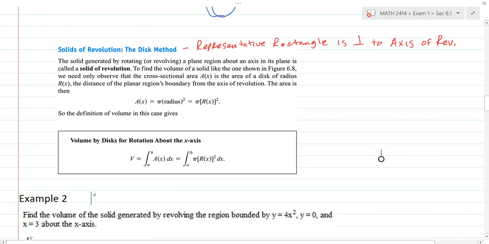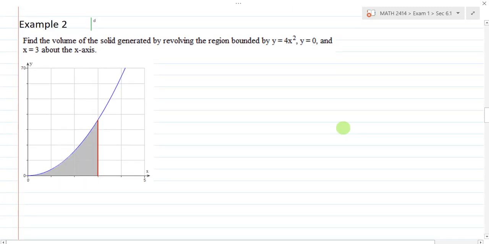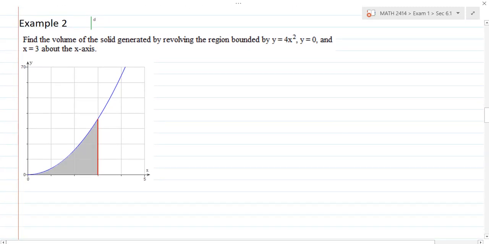So let's look at another example problem. In this problem, we're asked to find the volume of the solid generated by revolving the region bounded by y equals 4x squared, which is this function right here, y equals 0, which is the x-axis, and x equals 3 about the x-axis. So x equals 3 is this line right here.